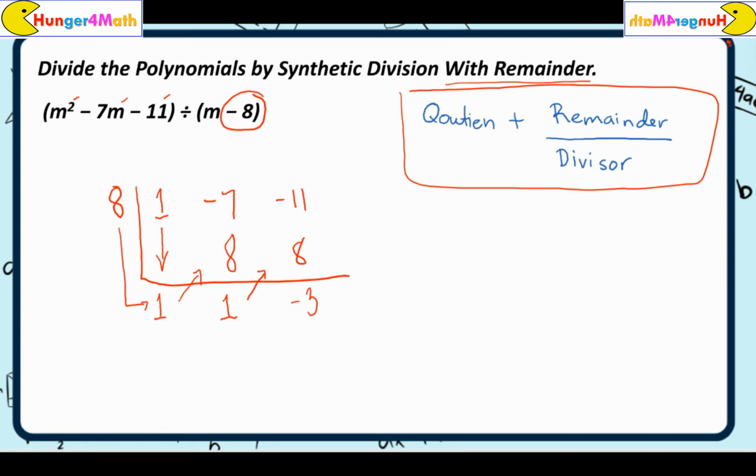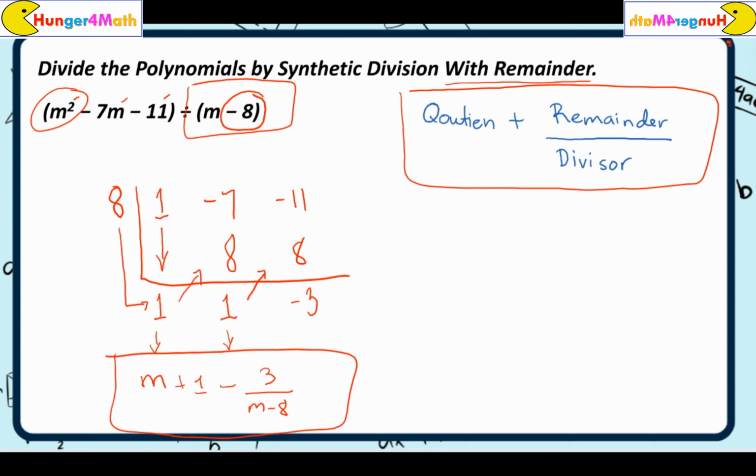Now we're going to rewrite our answer. So from m squared, it will become m. So bring down 1, that will turn into m, followed by the constant plus 1. Then the remainder will be minus 3 over the divisor, m minus 8. So this is our answer. M plus 1 minus 3 over m minus 8.